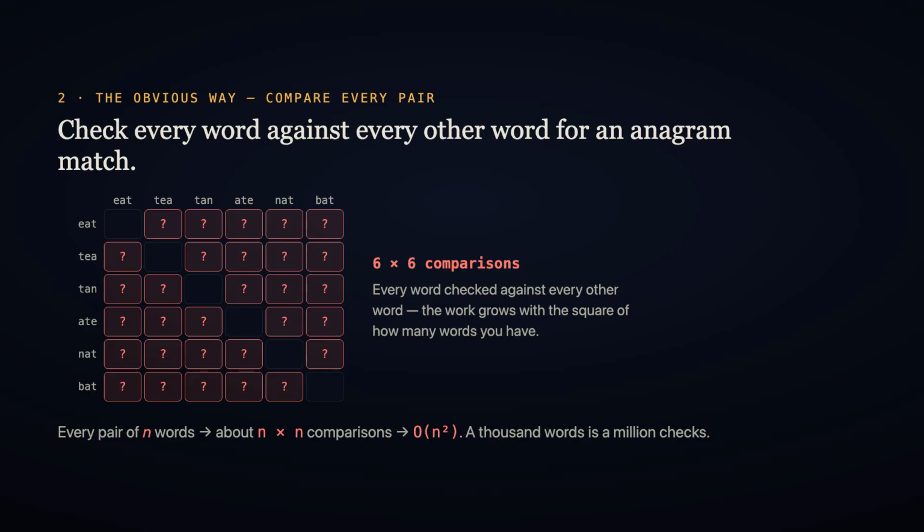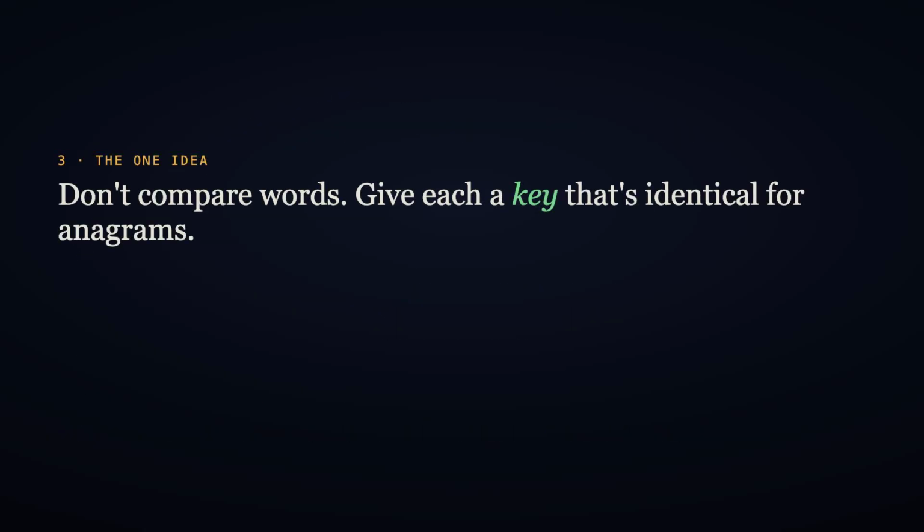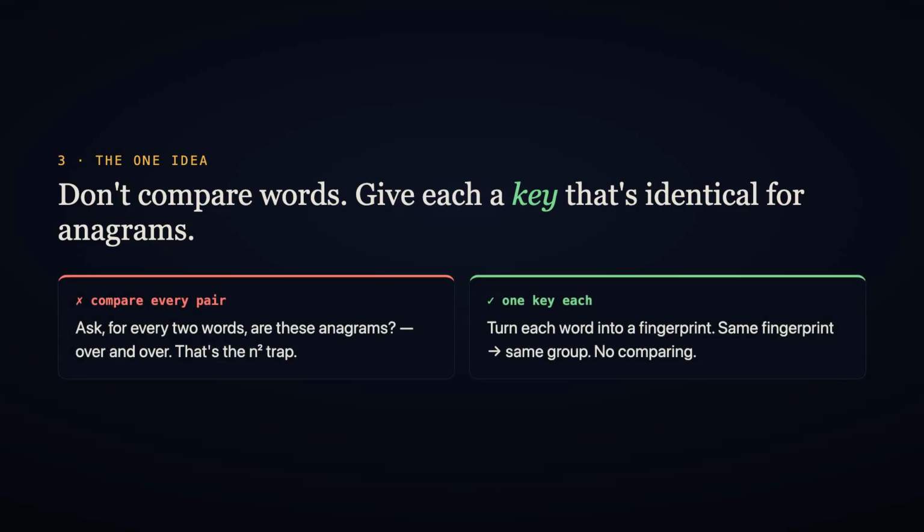There's a better way. Here's the one idea. Stop comparing words to each other. Instead, give every word a fingerprint. A key that comes out identical for anagrams and different for everything else. If eat, tea, and ate all produce the very same key, then we don't have to compare them at all. We just drop each word into a bucket labeled with its key, and the anagrams pile up together automatically. The whole problem turns into: what's a good fingerprint for a word?